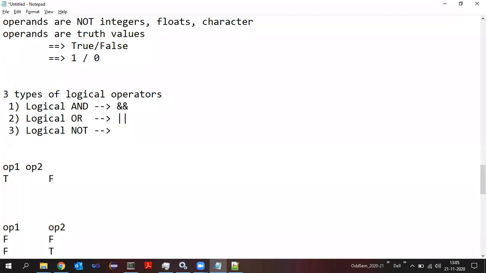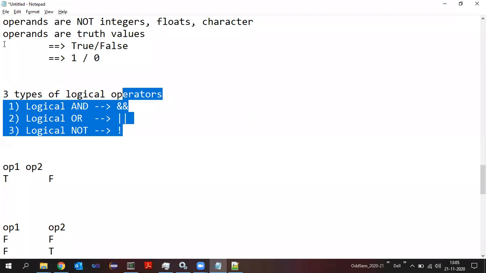Then logical NOT is the exclamation mark. If you use the exclamation mark, it is called logical NOT. So these are the three operators in the logical operators: logical AND, logical OR, and logical NOT.